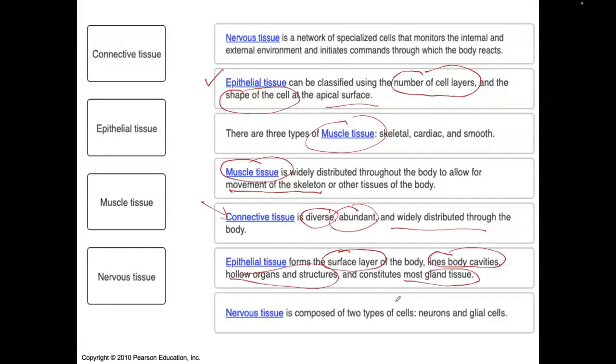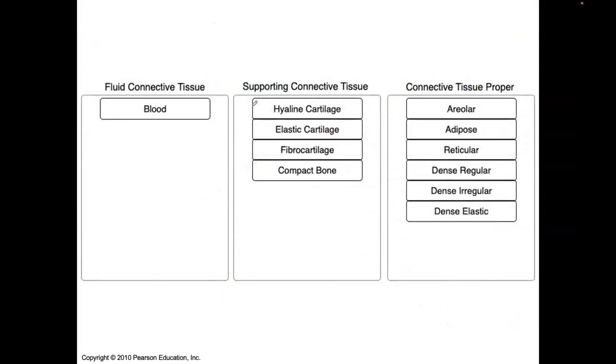And what type of tissue is composed of two types of cells? Neurons and neuroglial cells. Neuroglial just means nerve glue. That's nervous tissue or neural tissue. All right, again, it's drag and drop. So we're looking at there's blood, there's all the different types of cartilage, spongy bone, compact bone, and all we have to do is drag and drop into the three main categories of connective tissue.